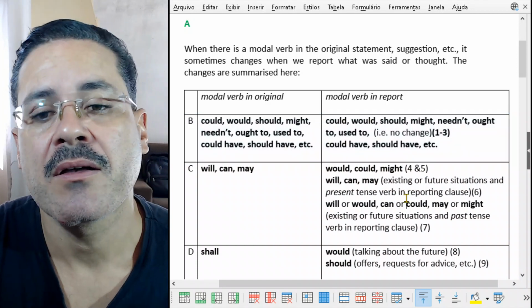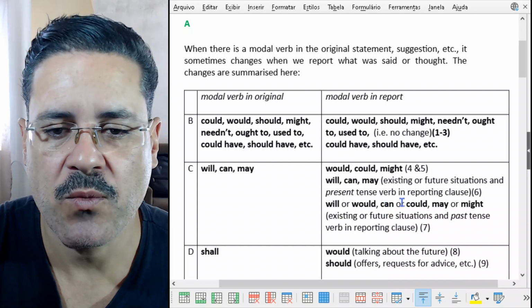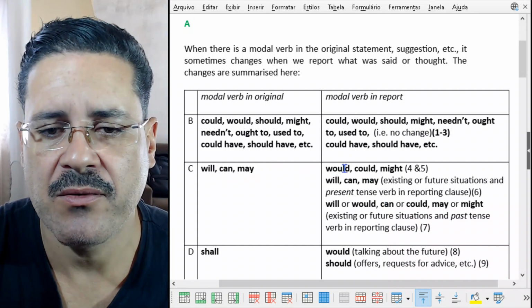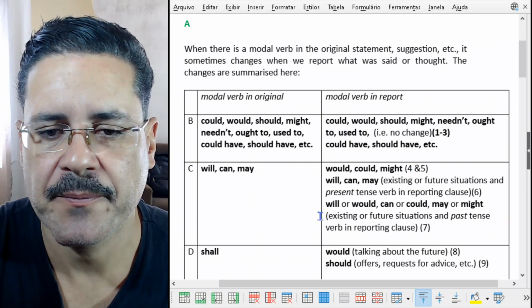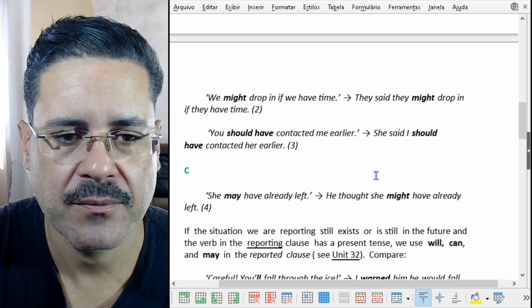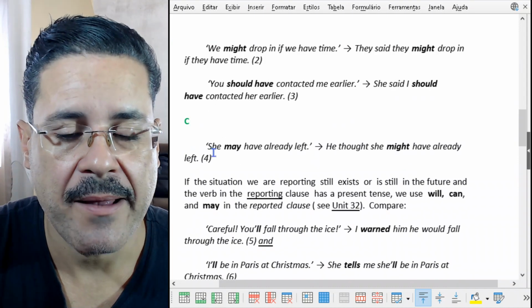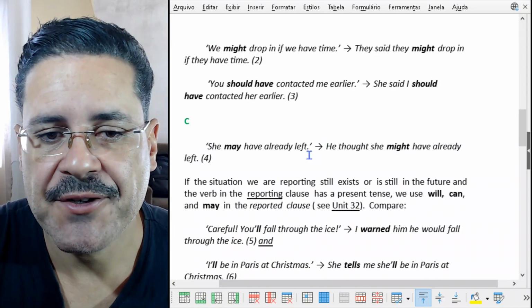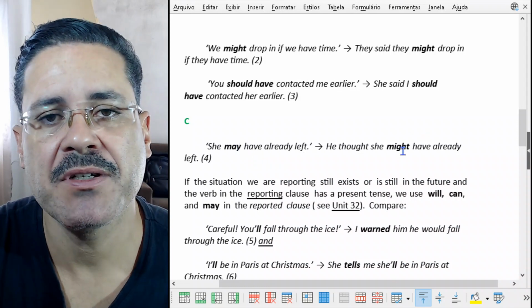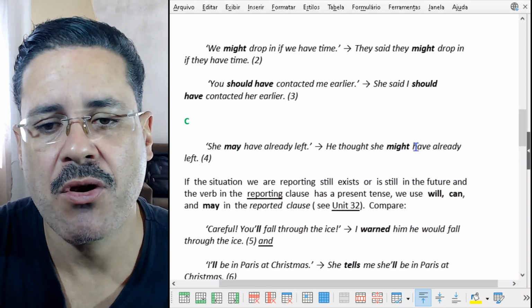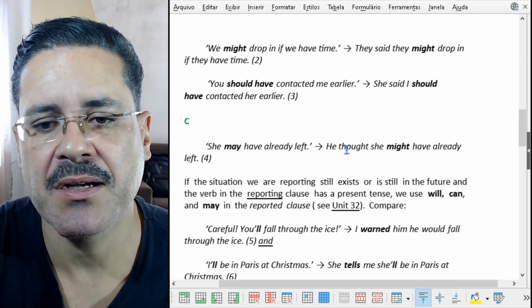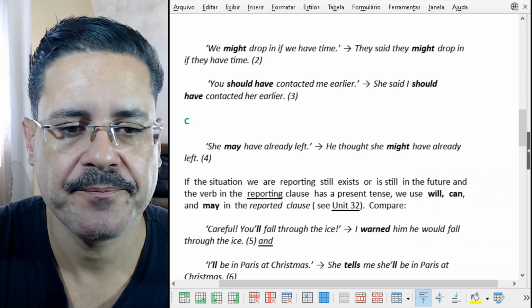Okay, now going back and continuing with the lessons. With will, can, may, we're using would, can, and could. Numbers 4 and 5. Again, she may have already left. For the verb may, we use the corresponding might in the reporting clause. She may have already left. He thought she might have already left.